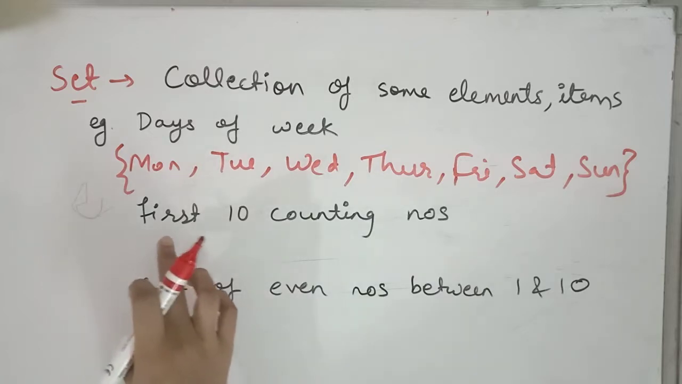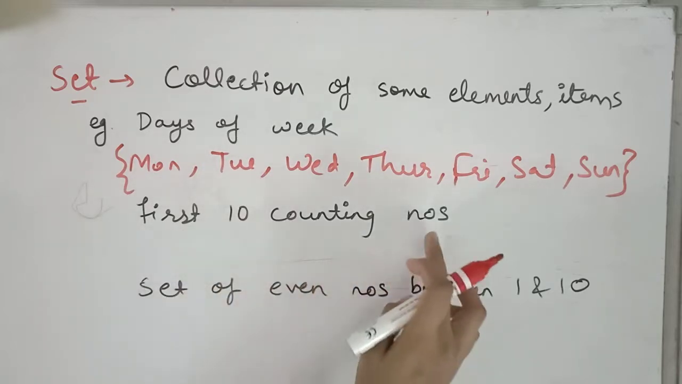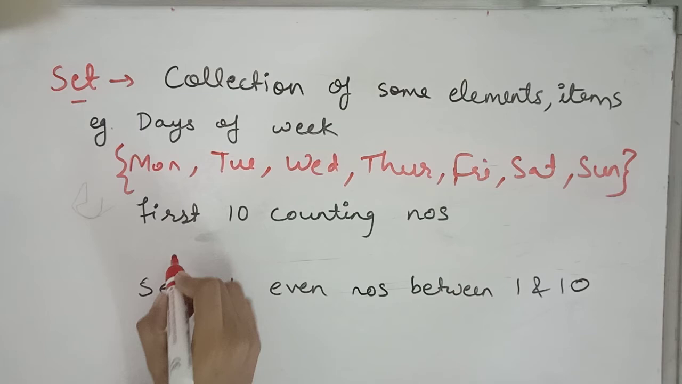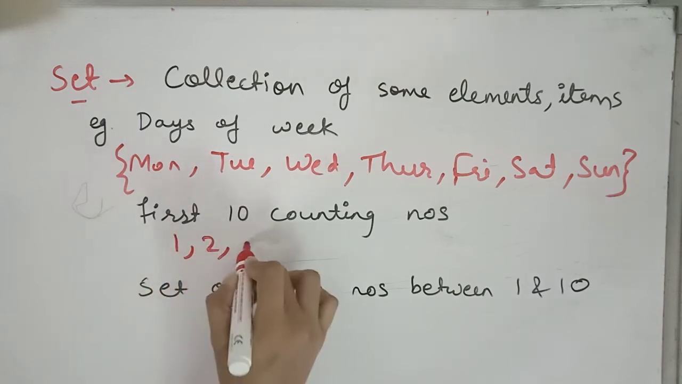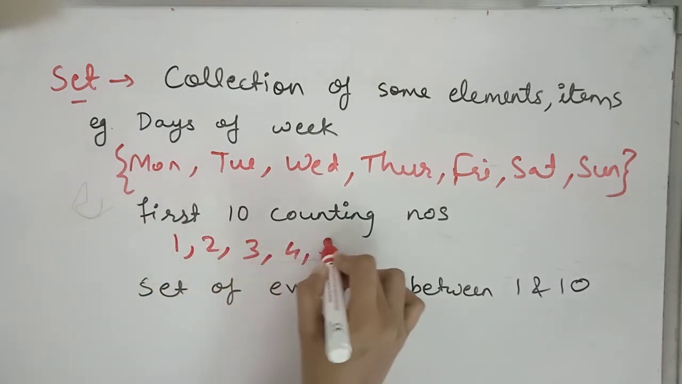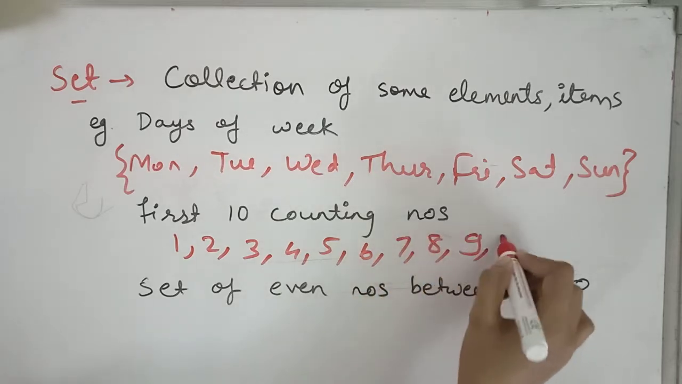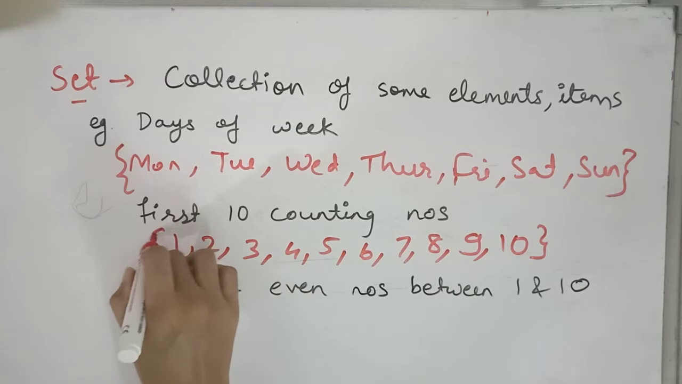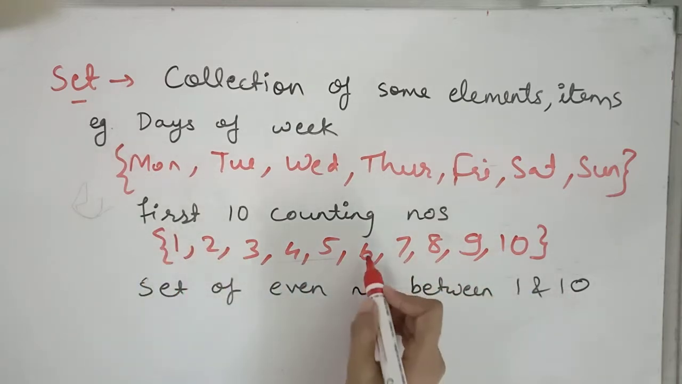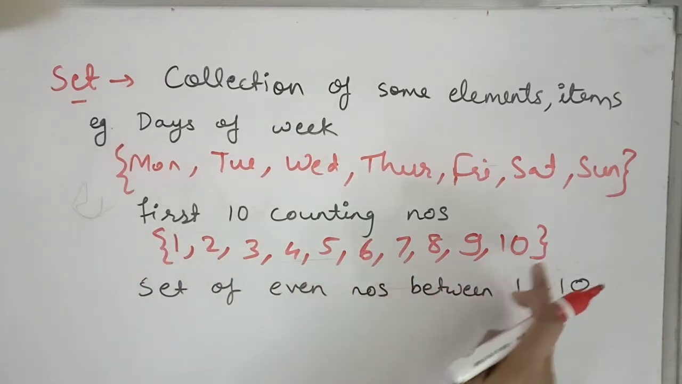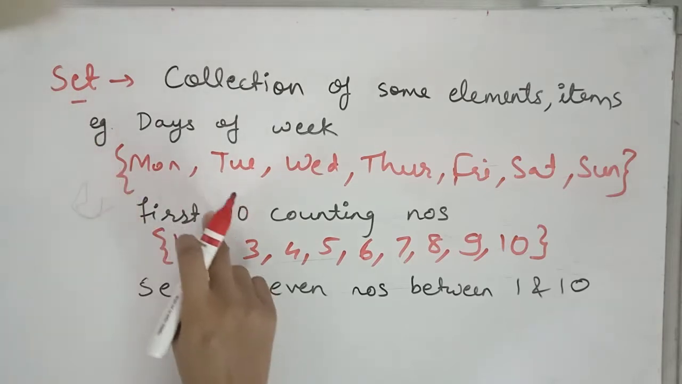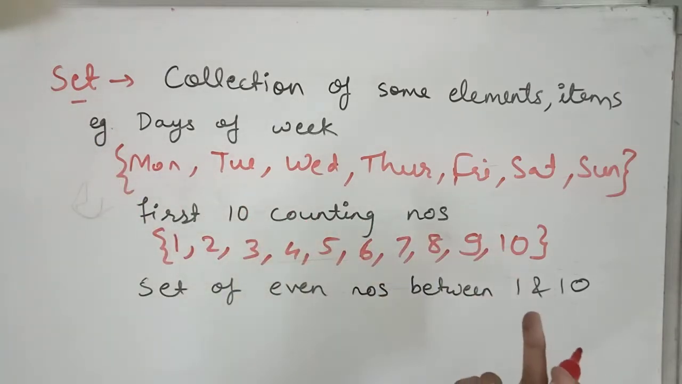For example, first 10 counting numbers. We know 10 counting numbers are 1, 2, 3, 4, 5, 6, 7, 8, 9 and 10. So the collection of these first 10 counting numbers will be the set of first 10 counting numbers.